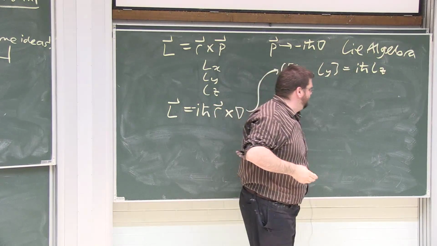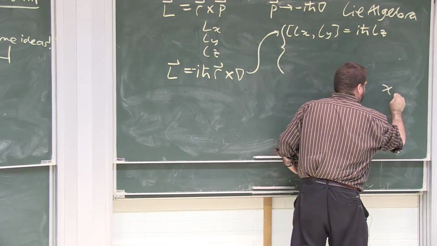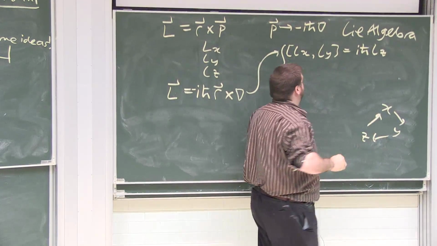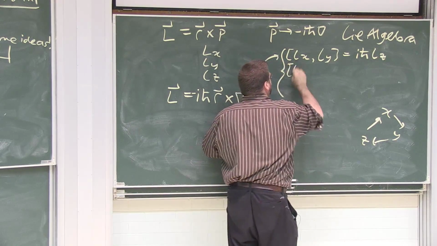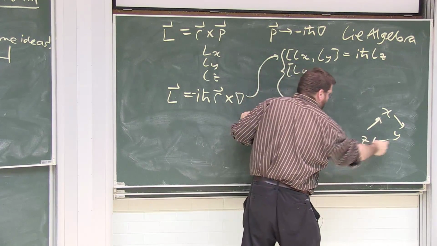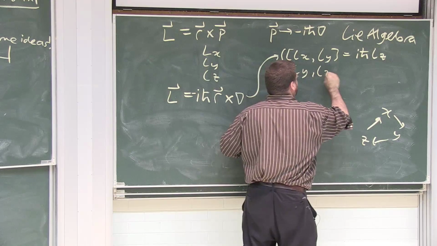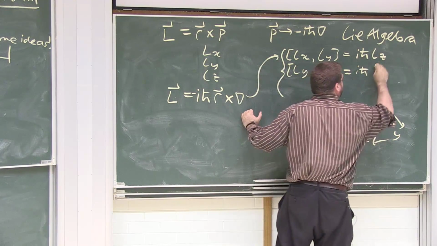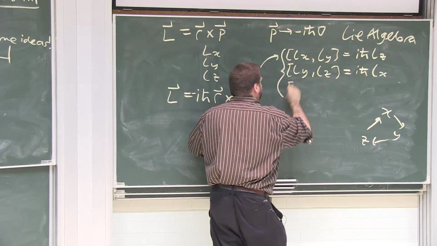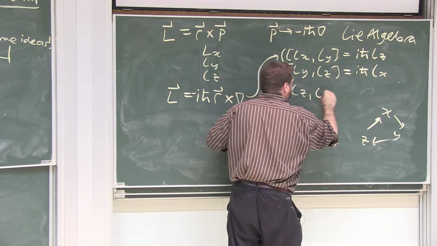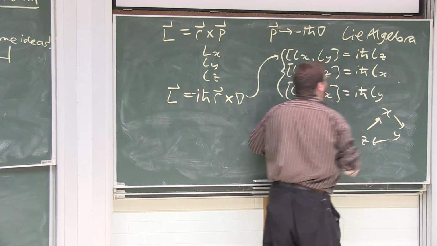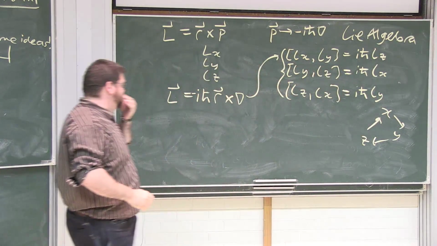x, y, z, cyclic permutation. If I replace x with y, y with z, z with x, and then do it again, y becomes z, z becomes x, x becomes y. You get this algebra.